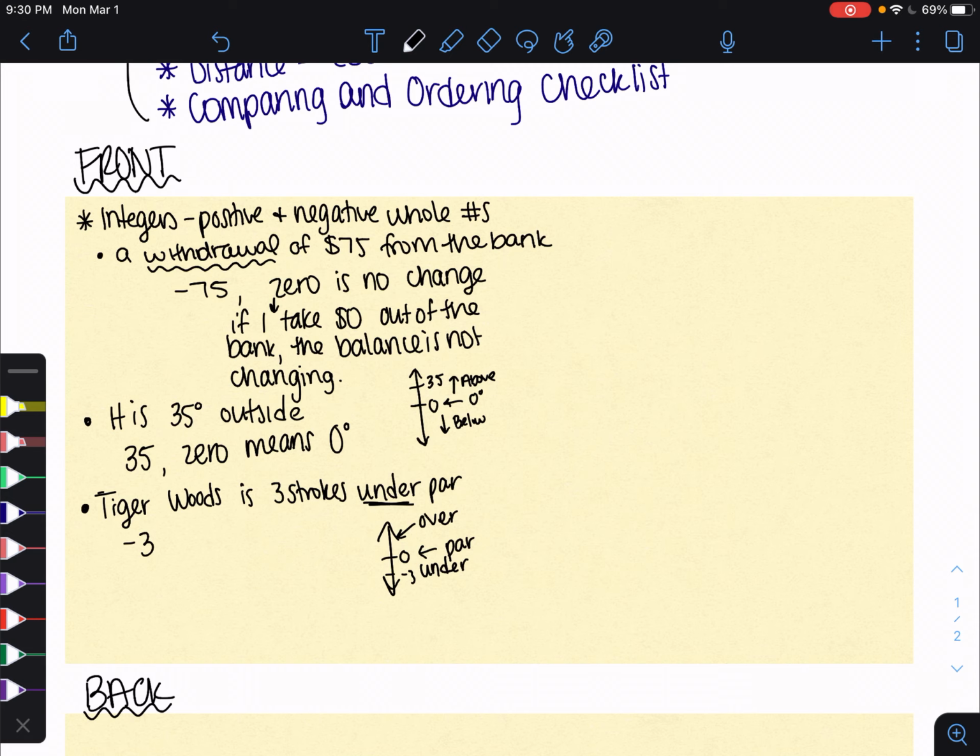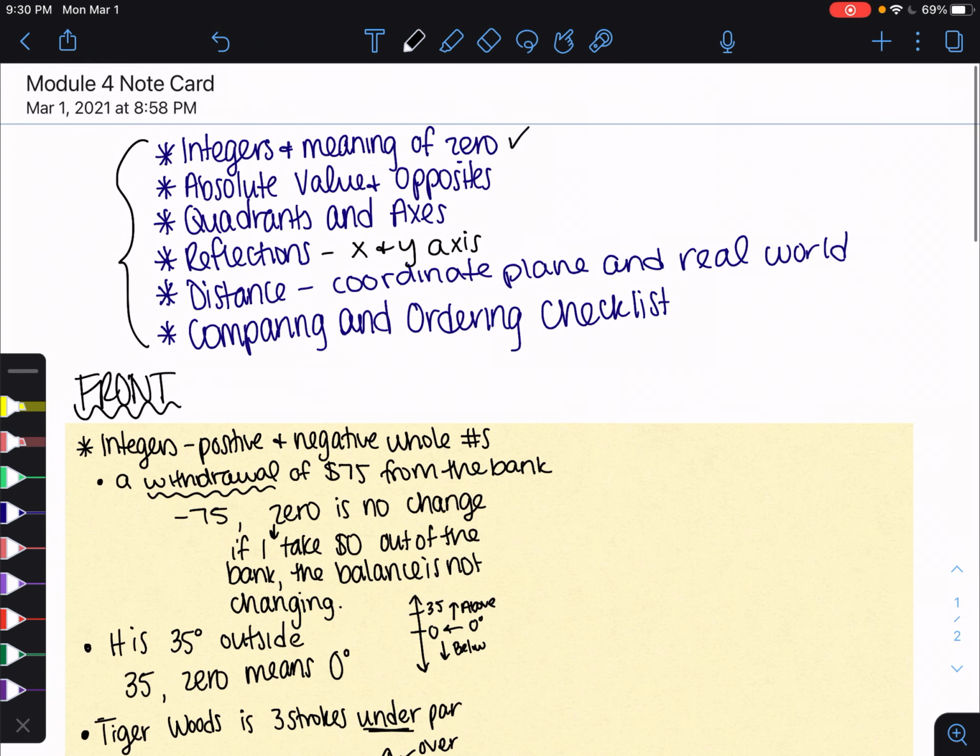Another example would be if I used sea level. So if I'm above sea level or below sea level, 0 means I'm at sea level. So this is just several examples of that 0 versus no change. These are more specific to 0 than the no change example. So that checks off zeros, integers and the meaning of 0.